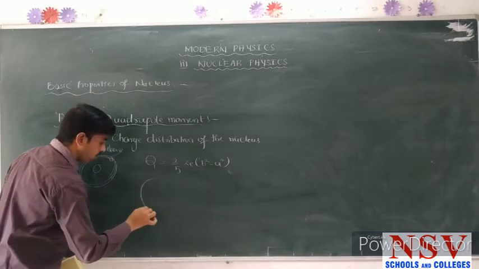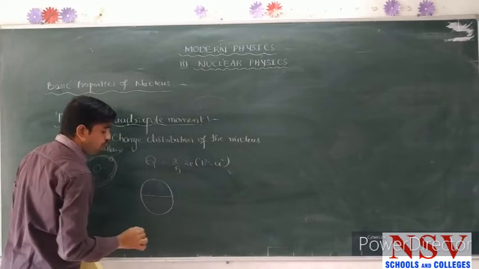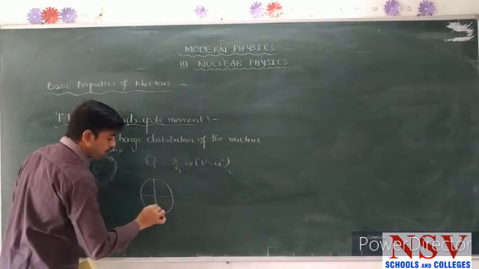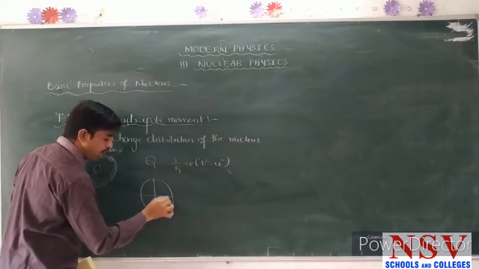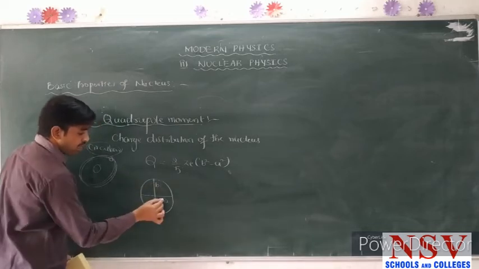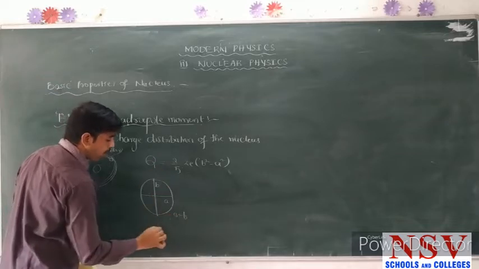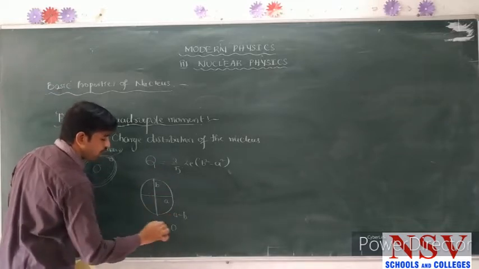In this case, this one is the circle, and along the revolution direction we want to represent that axis, which is nothing but A, and the perpendicular direction becomes B. In this case, A becomes equal to B. At this time, the Q value becomes 0.